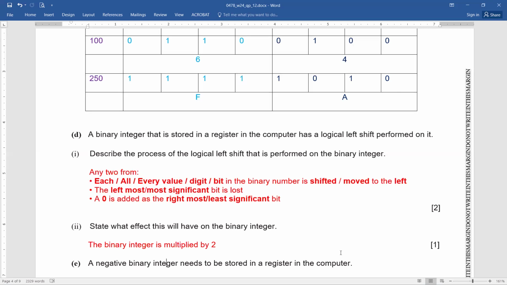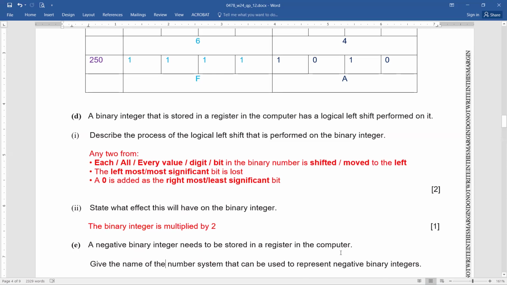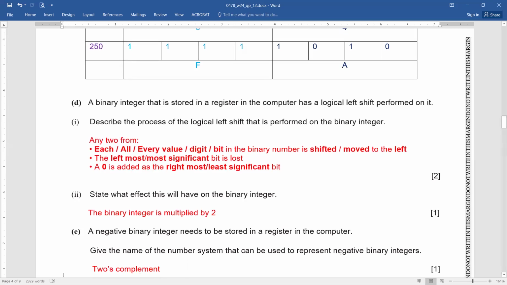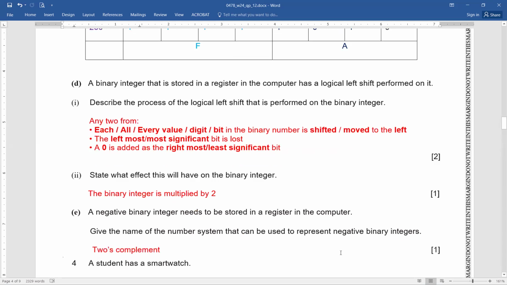Okay, the next part E. A negative binary integer needs to be stored in a register in the computer. Give the name of the number system that can be used to represent negative binary integers. A very simple answer: 2's complement. So in this manner, you write that simple answer and you are able to score 1 out of 1.